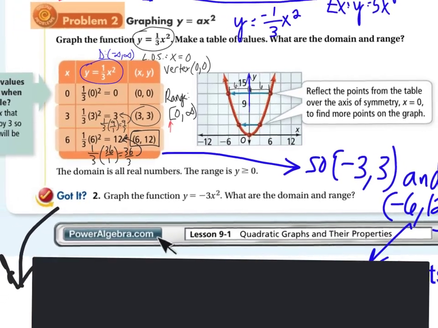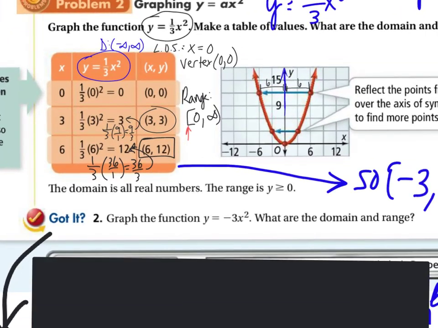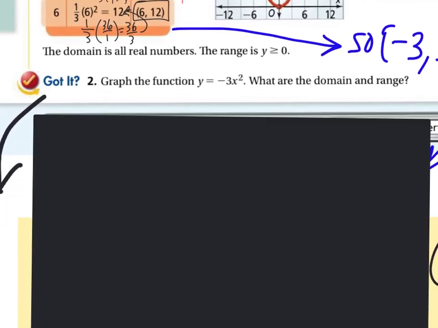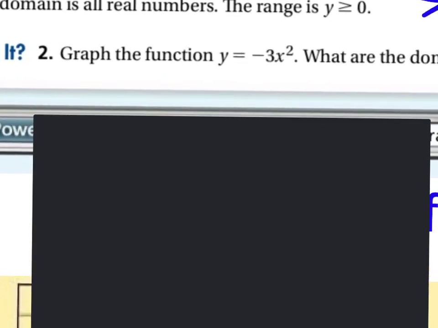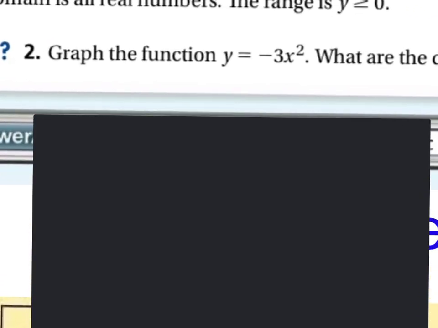So if you look at the Got It number 2, they want us to graph this function, y equals negative 3x squared, and they're asking again, what are the domain and the range? This is something that would probably be good to do on graph paper if you want to sketch it out in your notebook.